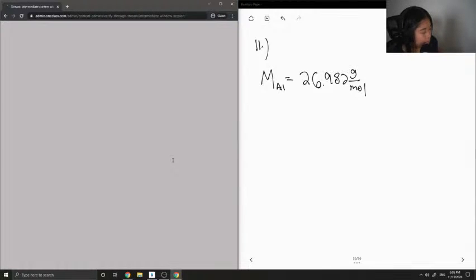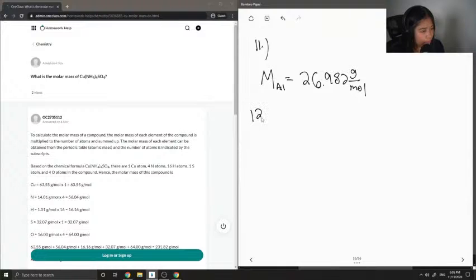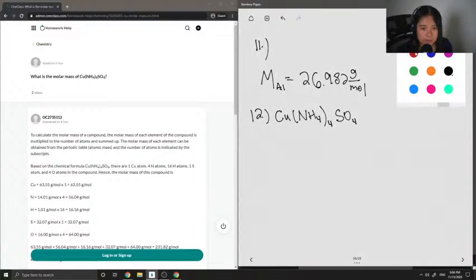On to question number 12. What is the molar mass of copper ammonium sulfate? So they give us the chemical formula already. It looks a little more difficult than our other questions on molar masses, but we can just break it up into parts.